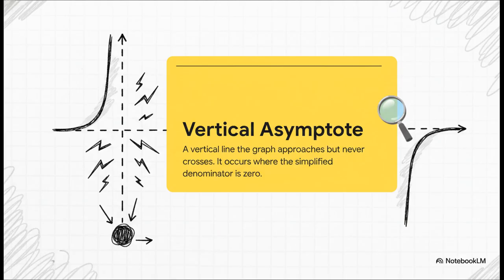The best way to think about this is like an invisible electric fence. The graph will get infinitely close to this line. It'll either skyrocket up to positive infinity or plummet down to negative infinity. But it can never, ever touch or cross that fence. And you'll find these fences at any x value that makes the simplified denominator equal to 0.